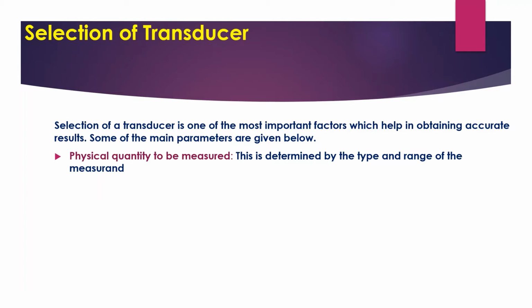But will they use the same sensor? Of course not. They are not going to use the same sensor, because for an earthquake the range and the parameter will be different. For heartbeat the range and the parameter will be different. So though we are measuring the same physical quantity, it depends upon the range of the measurand. So that is what is meant by physical quantity to be measured. So that is the first one.